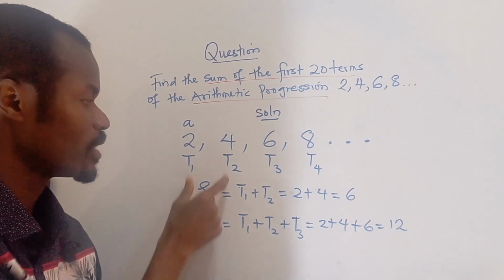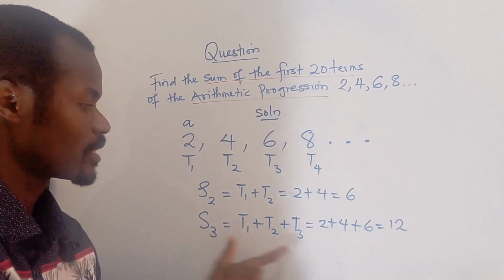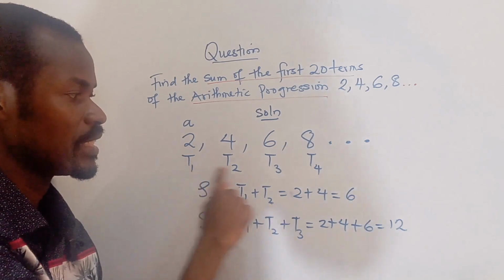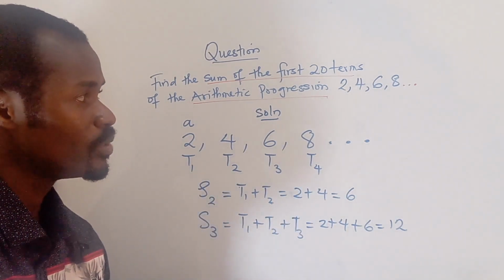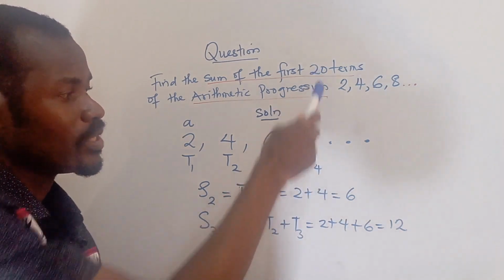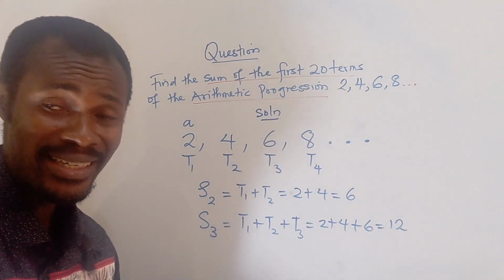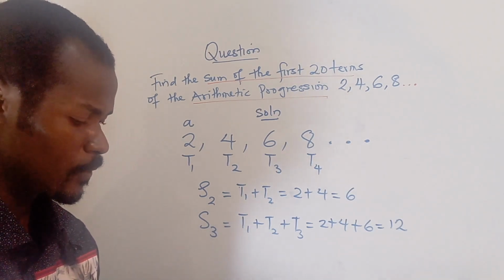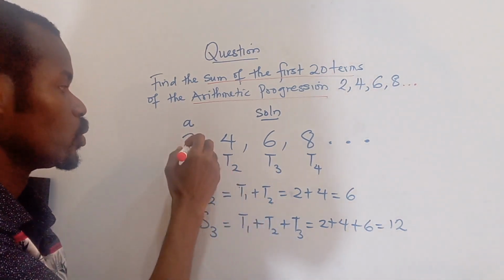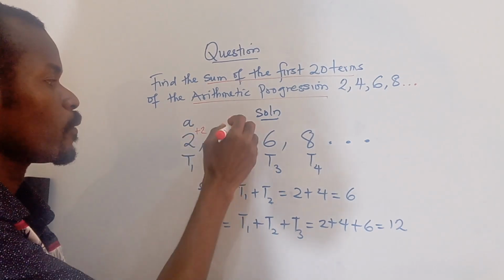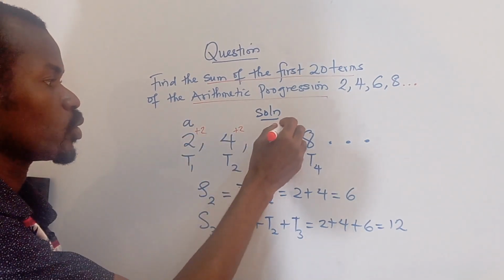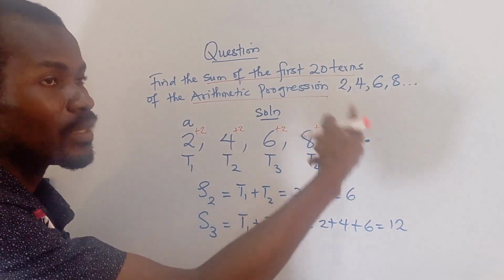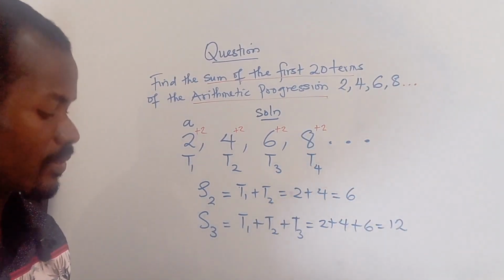This is the sum of the first two terms, which is this. This is the sum of the first three terms, which is this. If I say S4, it is going to be the sum of these four terms. But if we do that, before we get to the 20th term, it's going to be time exhausting. So we are going to apply a formula. If you look at the terms, they are increasing by 2. 2 plus 2 is 4. 4 plus 2 is 6. 6 plus 2 is 8. So 8 plus 2 is going to give us 10. So we have 10, we have 12, we have 14, and so on and so forth.